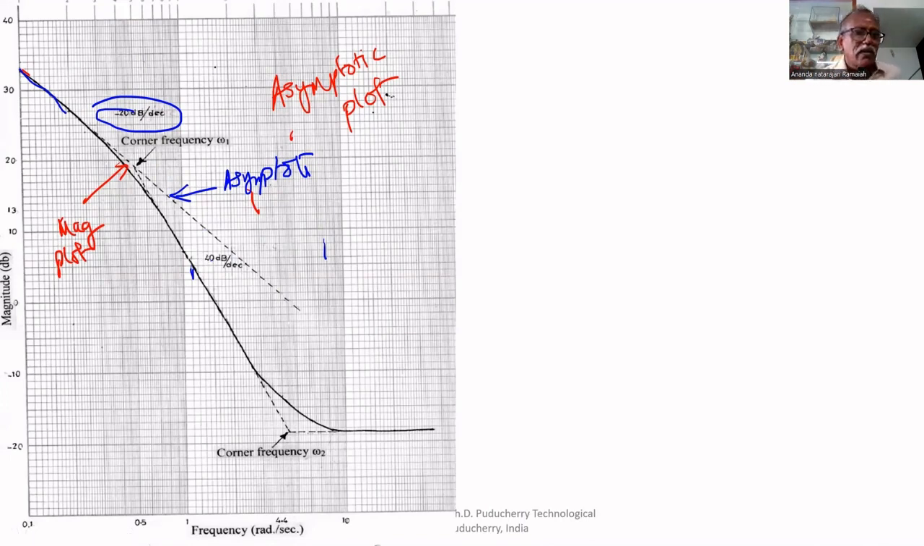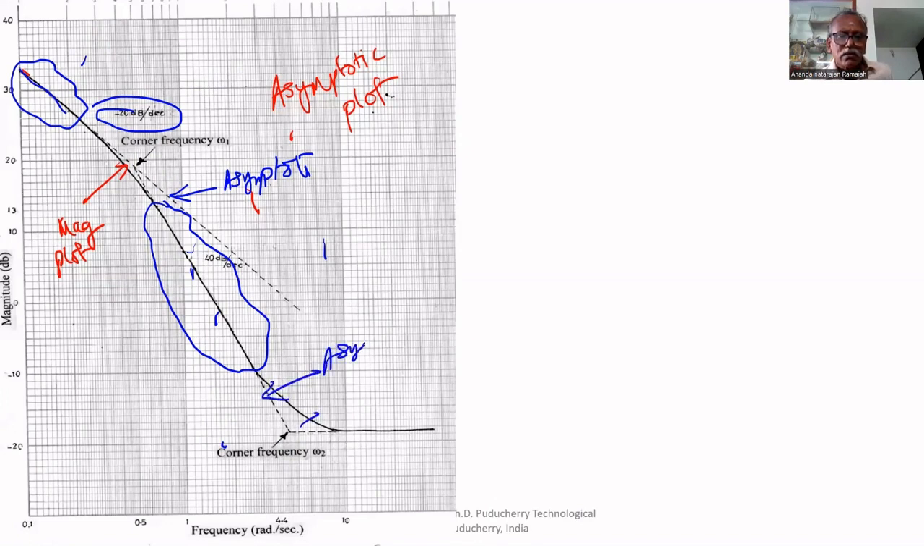So the first asymptote covers this much area. Here also, this covers this much area. So if we draw a line, this is the asymptote. Second asymptote. Third asymptote, for this part, you have to draw a horizontal line. So now the plot becomes like this. The dotted line is the asymptotic plot.